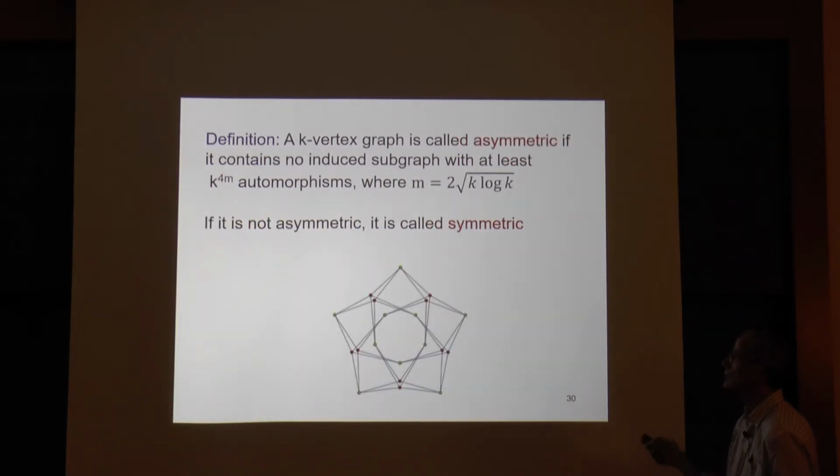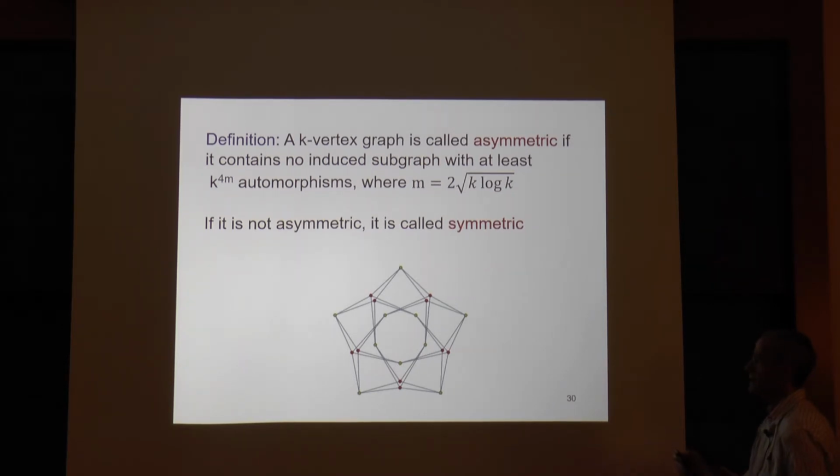So this is a definition of asymmetric that works. We want to define a k-vertex graph as asymmetric if it contains no induced subgraph with many automorphisms. And many here, there is some free choice of parameters, but let's say it is k raised to the power 8 square root of k log k. So quite a lot of automorphisms, not exponential, but something like k to the square root of k. And we want it not only for the graph itself, but also for every induced subgraph. So somehow this is important.